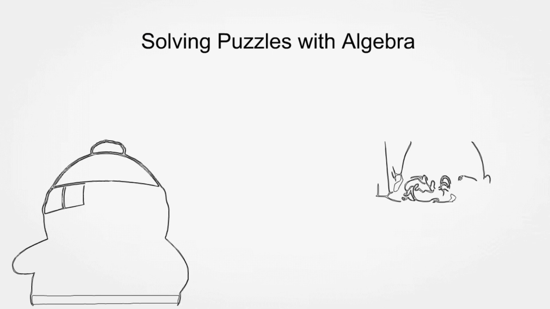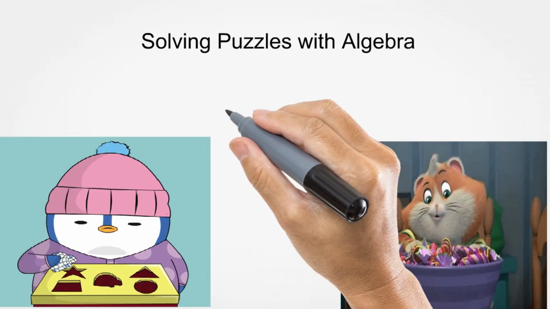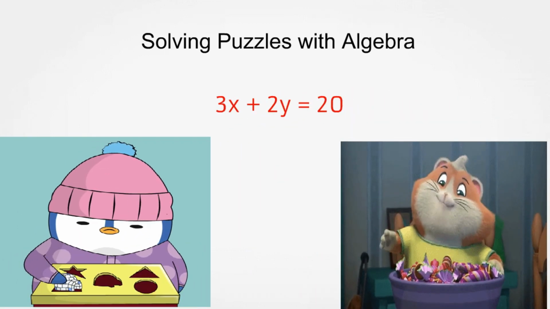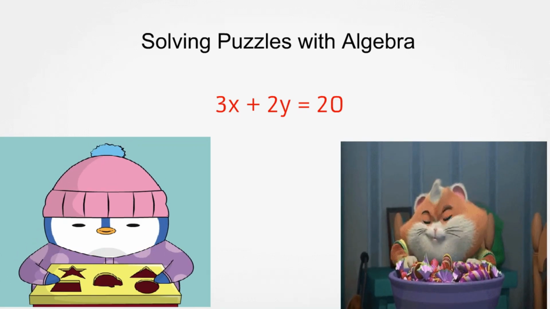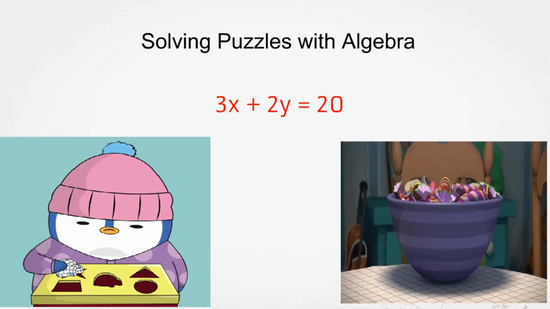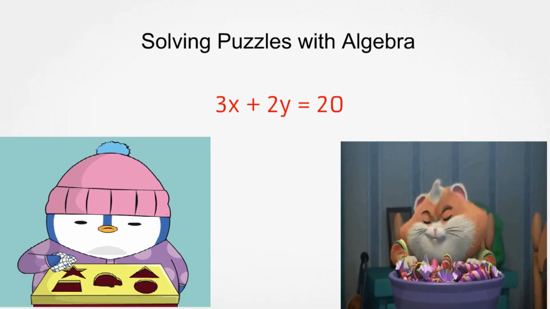Imagine you have a puzzle where you know the total, but some parts are missing. That's where algebra comes to the rescue. Let's say you have a box of chocolates, and you know you have 3 times the chocolates plus 2 times the candies, and the total is 20. We can write that as 3x plus 2y equals 20. Algebra helps us find the values of x and y. It's like being a detective solving delicious mysteries.